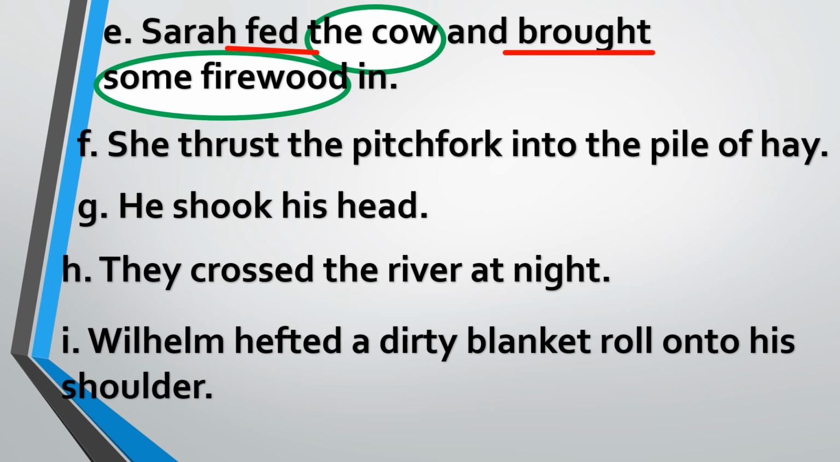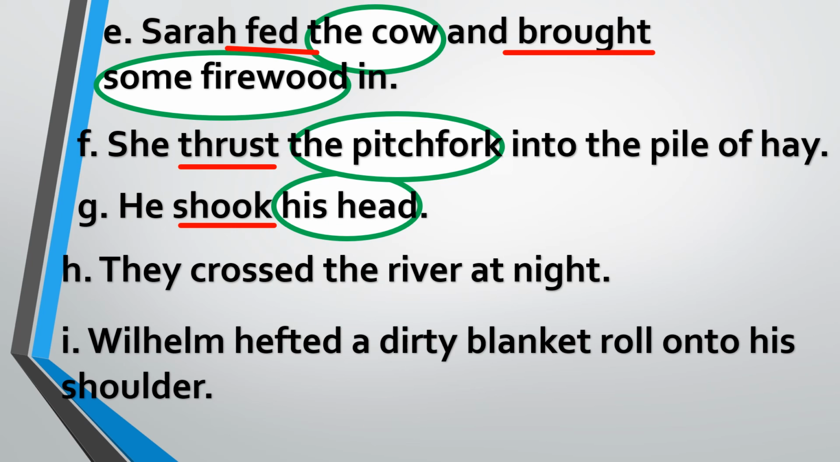Letter F, she thrust the pitchfork into the pile of hay. She is the subject. Thrust here is the transitive verb because it's an action verb and it has the direct object, which is the pitchfork. Letter G, he shook his head. He is the subject and shook is the verb. It's an action verb and so it's a transitive verb because it has the direct object, which is his head. Letter H, they crossed the river at night. They is the subject and crossed is the action verb, so it's a transitive verb because it has the direct object, which is the river.